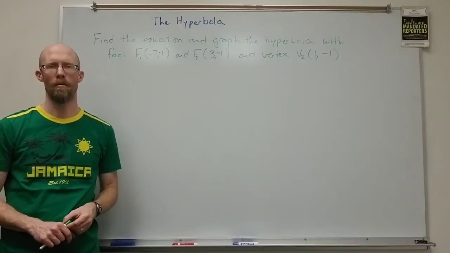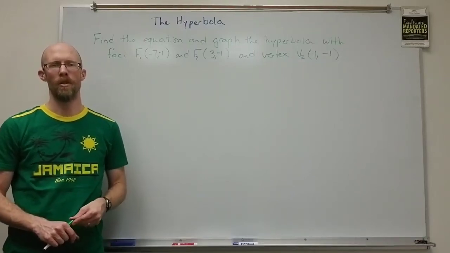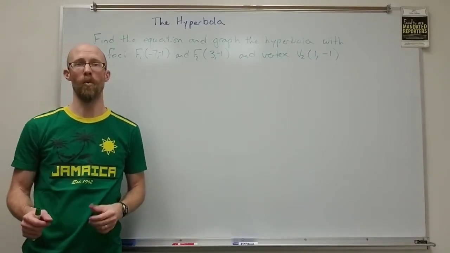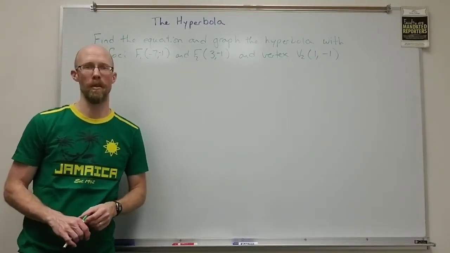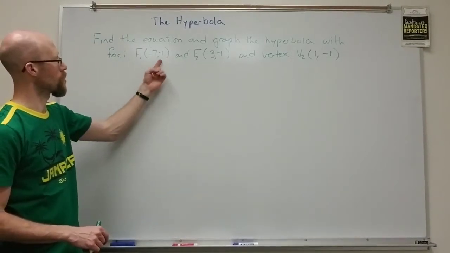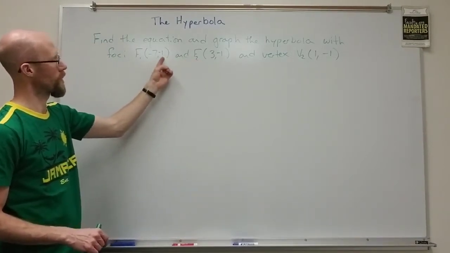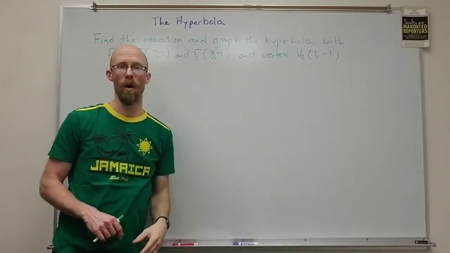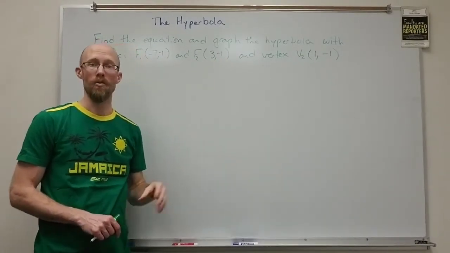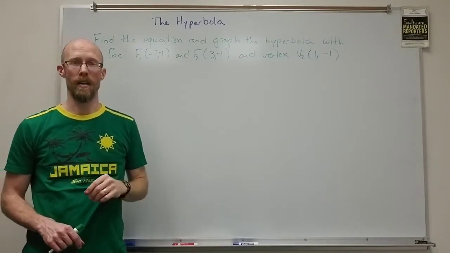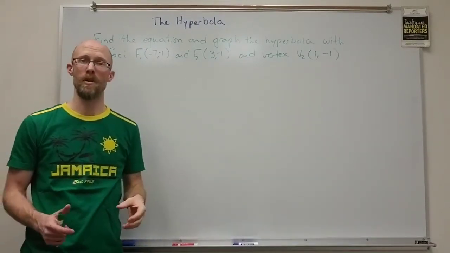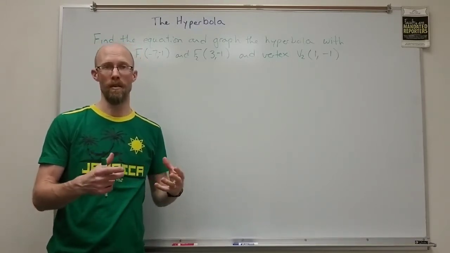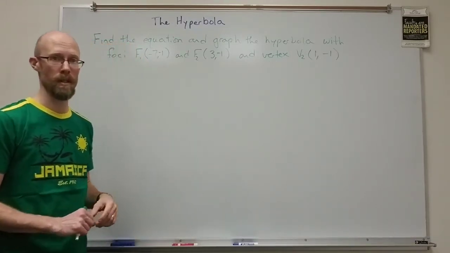In this last hyperbola example, we're going to use some given information to find both the equation and the graph of the hyperbola. In this case, we're given two foci at (-7, -1) and at (3, -1), and a vertex that's at (1, -1). Using that information, I can find both the c and a values and the center, and then I can use that to get the b value, the oblique asymptotes, and the graph ultimately, okay?